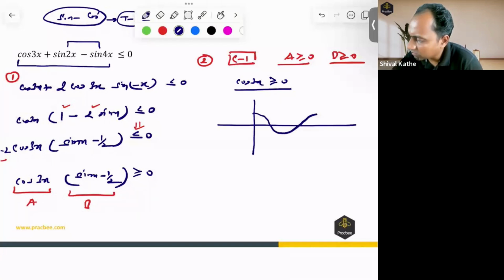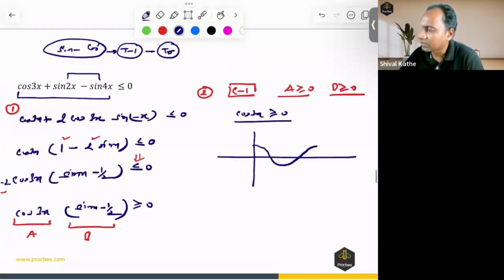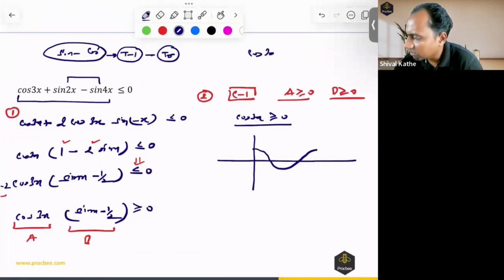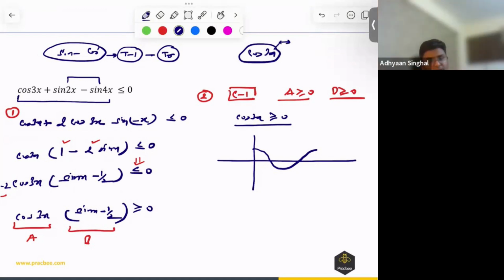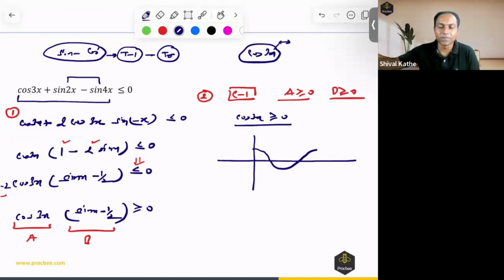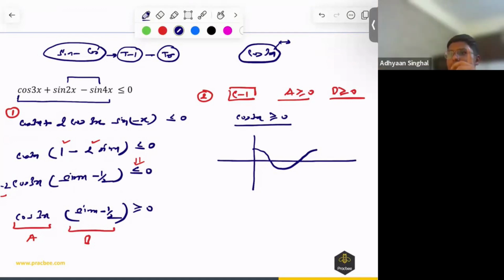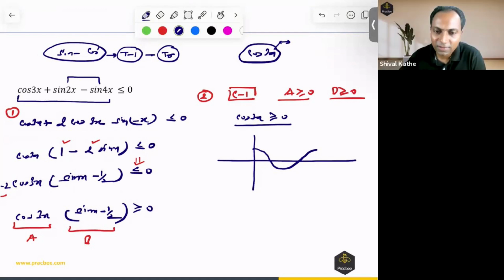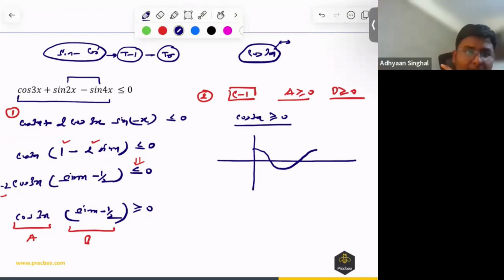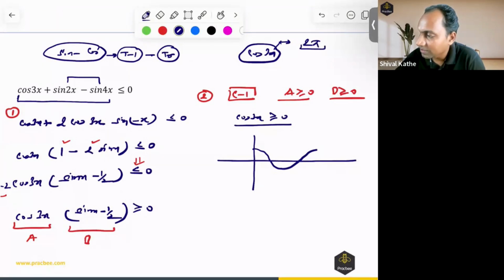Now, what will be the period of cos 3x? Can anybody tell me? Adhyan, what is the period of cos 3x? After how much time will the graph start repeating? What is the period of cos x? Pi. It is 2 pi, brother, what are you saying? After 2 pi, the graph starts repeating, right? Whatever is written here, divide that. 2 pi.